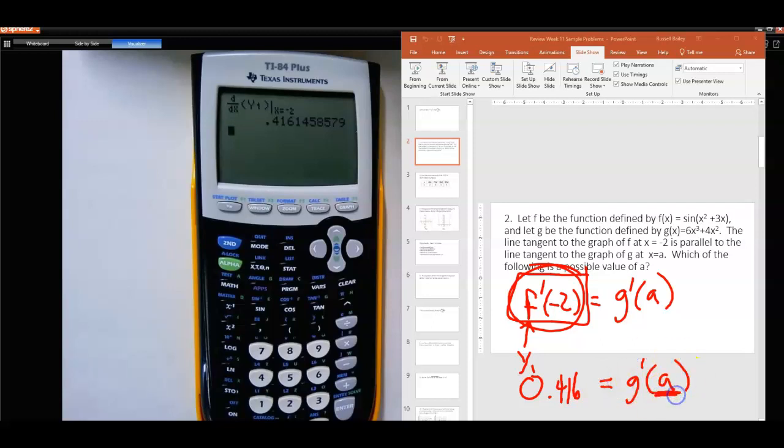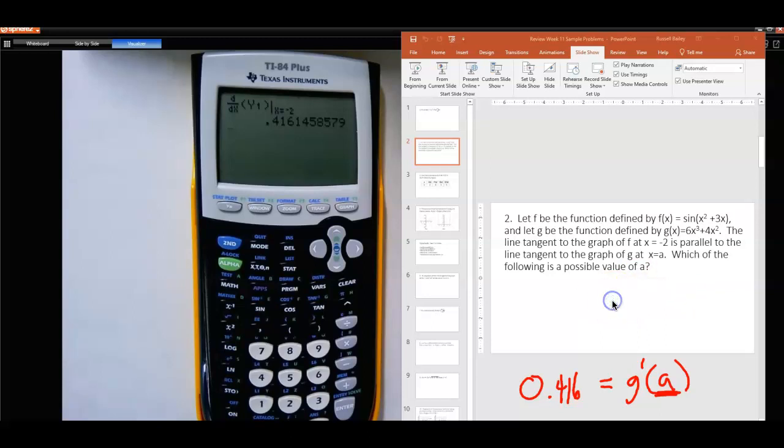Okay? And so now I want to find for what value of a does g prime equal the same thing? That way it'll have a parallel slope at that point. All right, now, there's a few ways that we could do this. I'm going to go with an easier approach for now. This is a multiple choice question, and that's going to make it a little bit easier for us. There's ways to do it without multiple choice, but I'm going to show you the multiple choice approach for today.